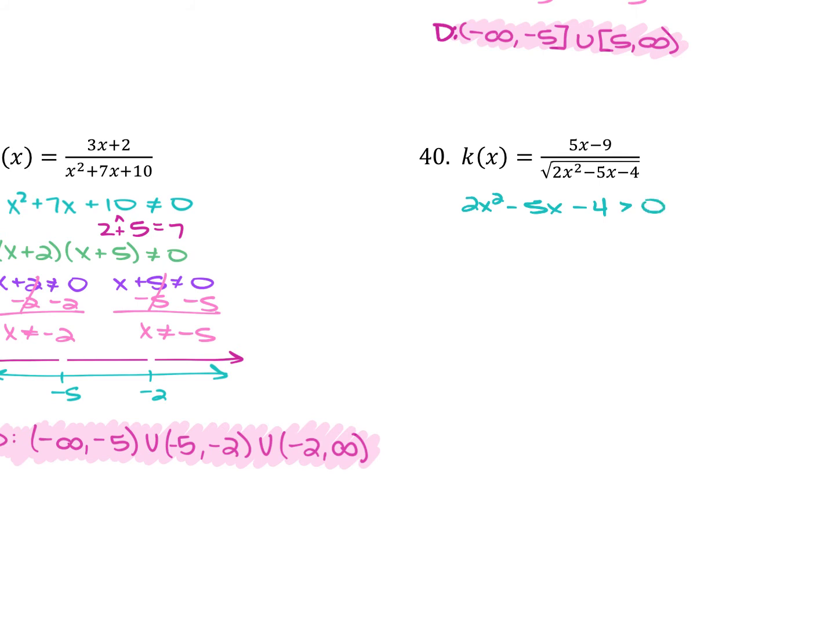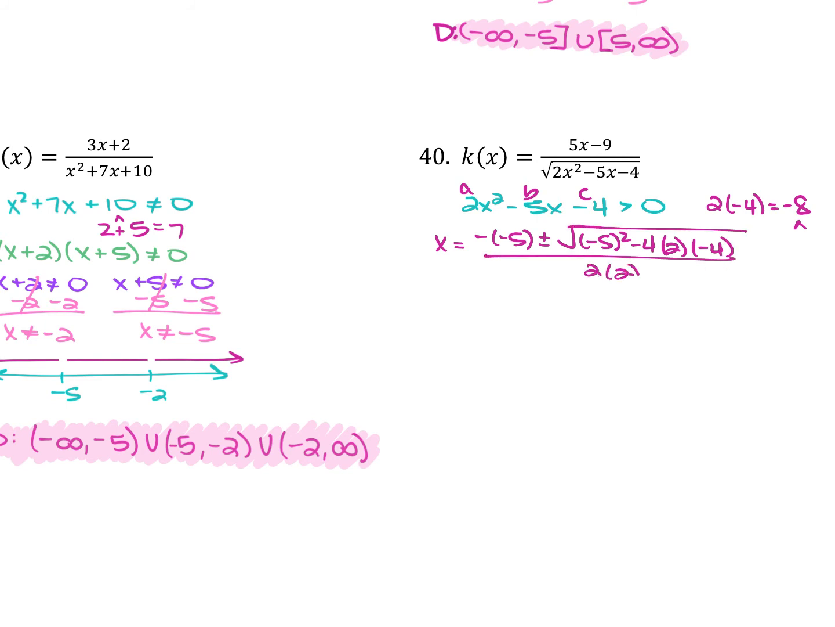You do not have a greatest common factor, so multiply your a and your c. That gives you negative 8. Do you have factors of negative 8 that add up to be negative 5? No. So your a is the 2, your b is the negative 5, your c is the negative 4. Use the quadratic formula. So you're going to have x is equal to the opposite of negative 5 plus or minus the square root of negative 5 squared minus 4 times 2 times negative 4, all over 2 times 2. So this gives you 5 plus or minus the square root of 25 plus 4 times 4 is 16 times 2 is 32, all over 4.